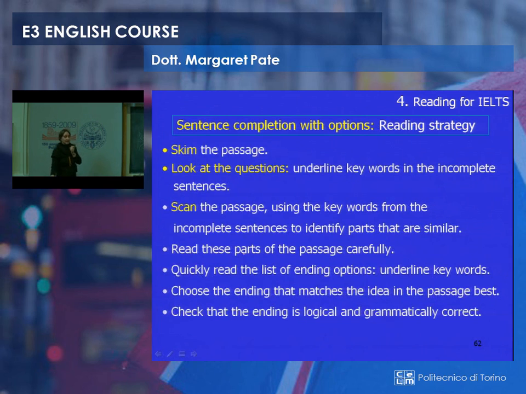So the technique that you should try to use: skim the passage, look at the questions, underline the keywords. Scan the passage using the keywords from the sentences to identify things which are similar. Read around this area of the passage carefully. Quickly read the list of endings and underline the keywords. Choose the endings that match the idea in the passage best and check that it is both logical and grammatically correct.